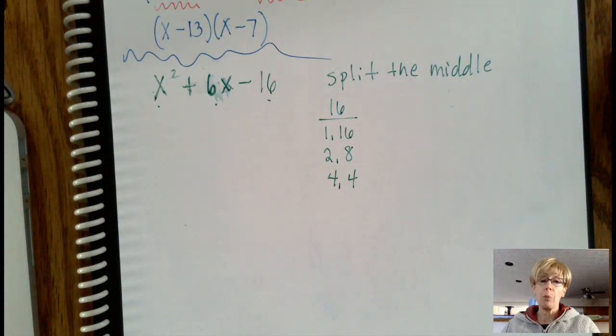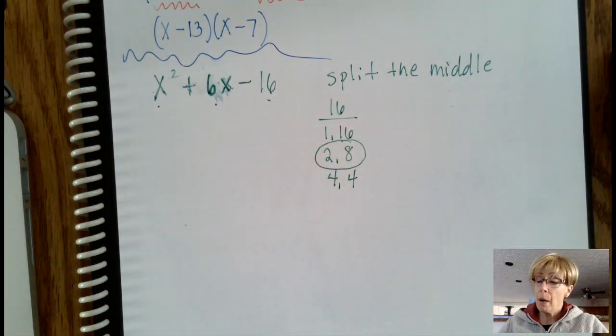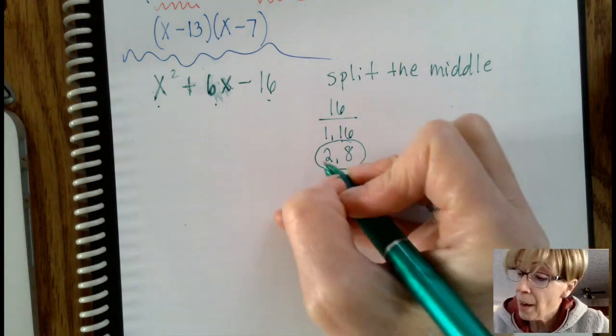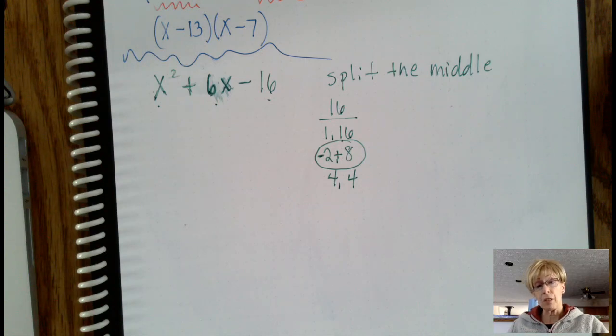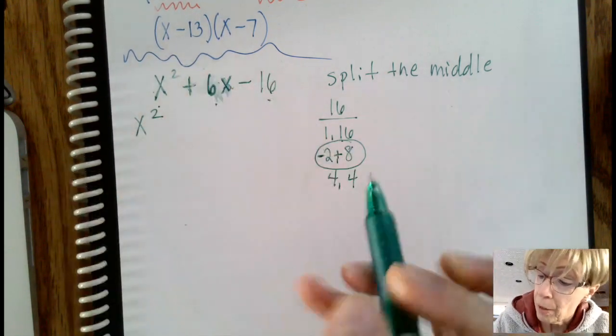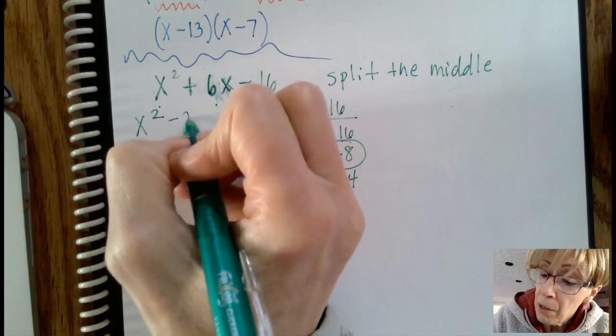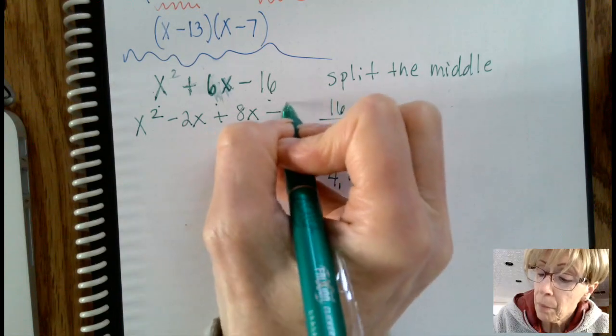But what we want to find is values that combine to be 6. Combine means either add or subtract to be 6. So if we take a look at this, and if we do 8 minus 2, we get 6. And in fact, 8 minus 2 will give us a positive 6. So when I put those signs in there, we get negative 2 plus 8. And I usually write them down in the order that I wrote them. Minus 2x plus 8x minus 16.